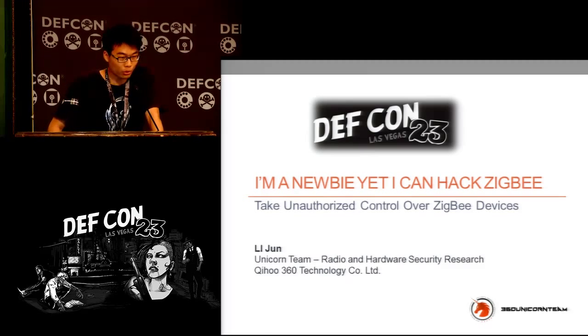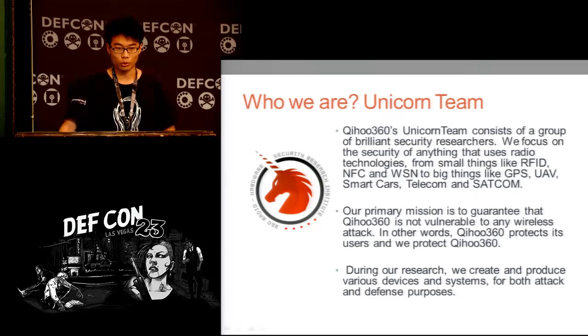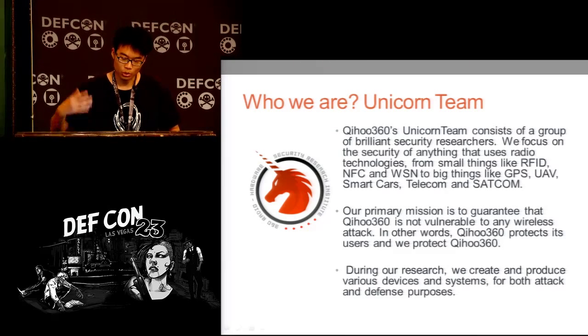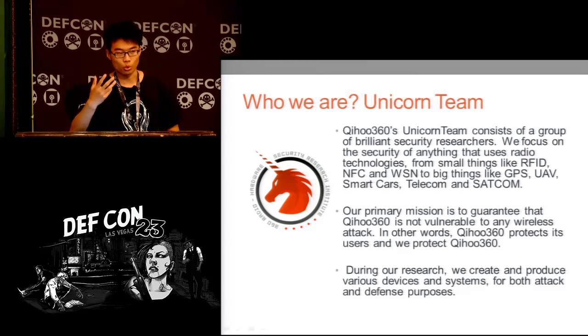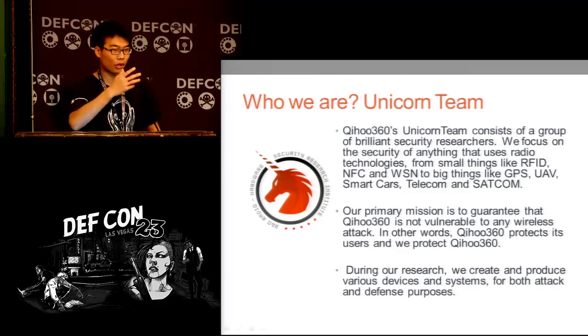So I'm from the Qihoo company and the Unicorn team, and we got three topics in this DevCon, so really cool. So Unicorn team, we focus on hardware and radio security research. We have a lot of brilliant people that focus on anything that uses radio technologies, from small things like RFID, NFC, and WSN, to GPS and UAVs such as drones. We hack it. We let them land in Beijing, and in America, such as at the White House.